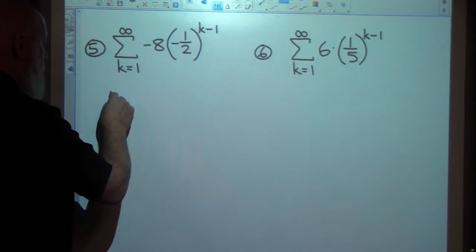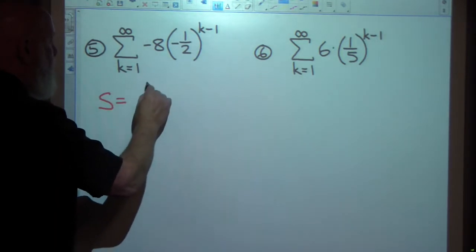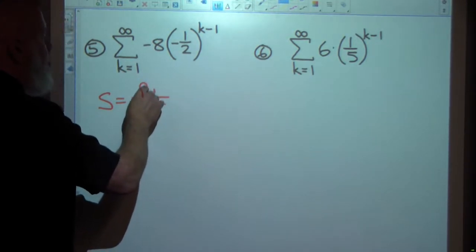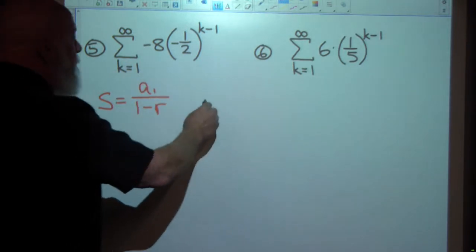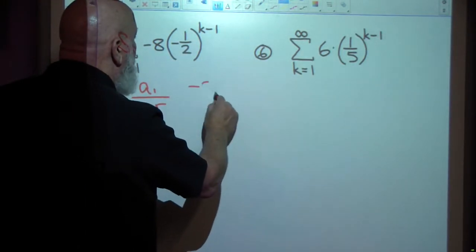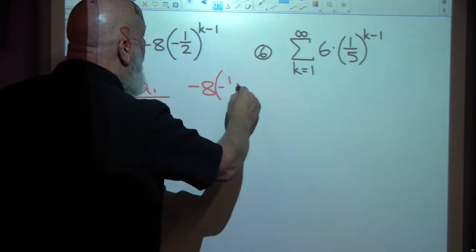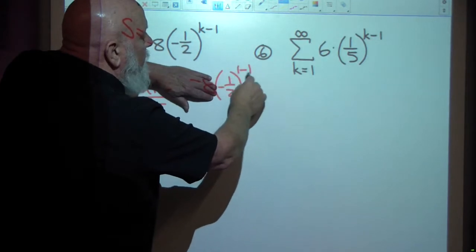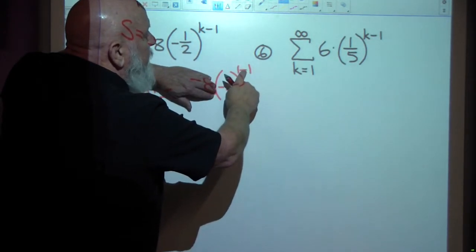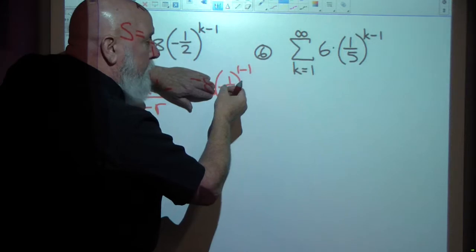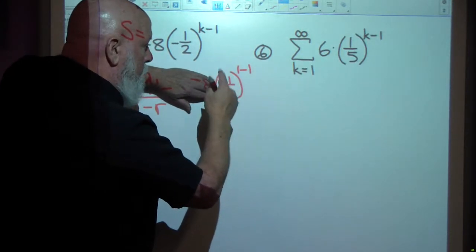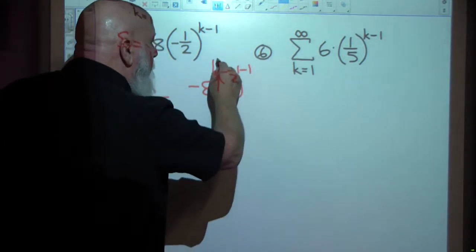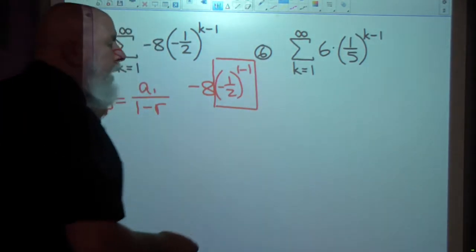I'm going to use this formula again. The sum is the first term over 1 minus r. So the first term I get by plugging in a 1. Well, this is -8 times -1/2 to the 1 minus 1. Now 1 minus 1 is 0. So this is -1/2 to the 0 power, and anything to the 0 power is 1. So this is -8 times 1. This is just a big fancy 1 right here. I said anything to the 0 power is 1.